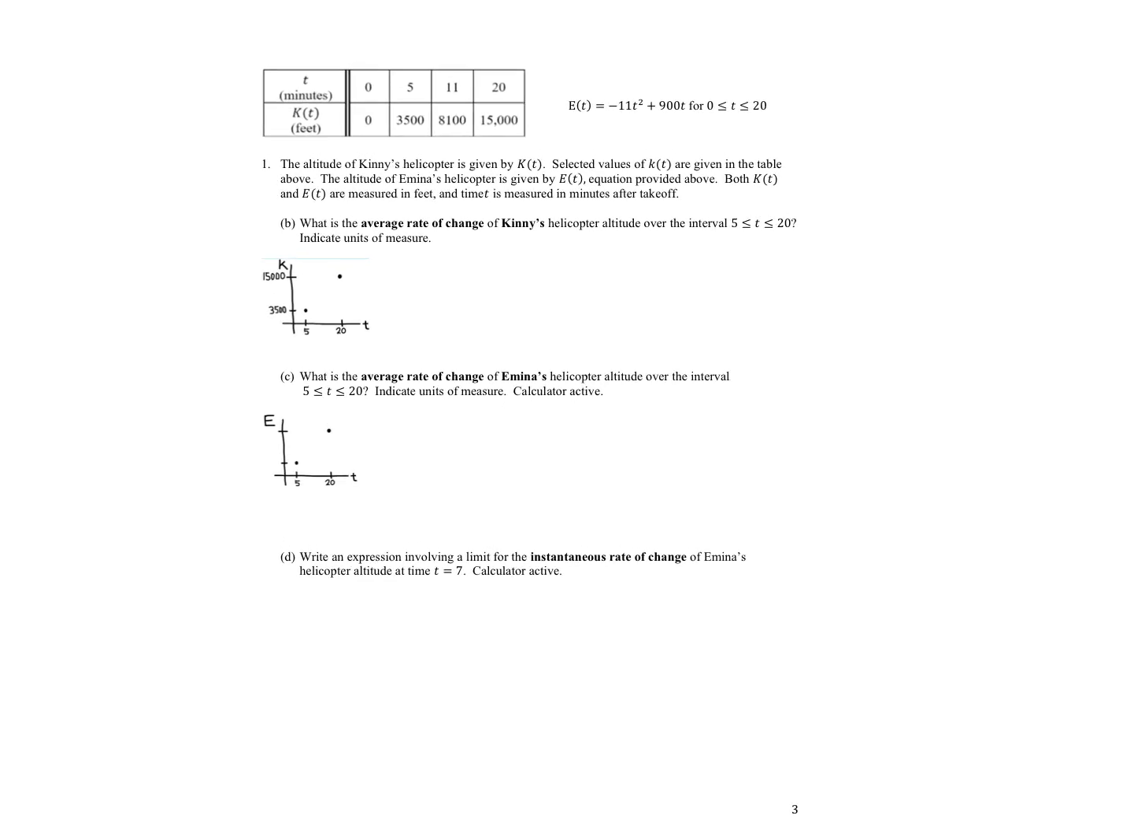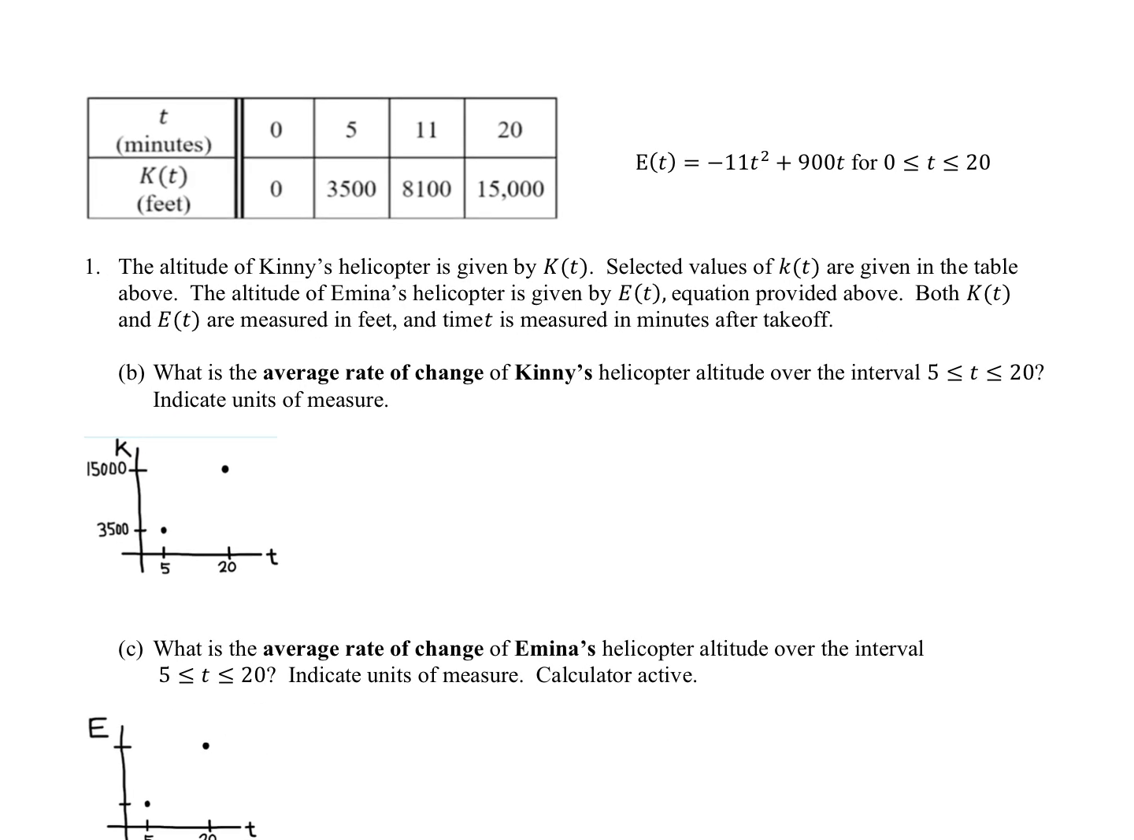We're skipping page 2. We're on page 3. We're talking about Kenny. Kenny's got a helicopter, guys. I don't know if he really does, but I just felt like using his name. Selected values of K of t are given in the table. The altitude of Amina's helicopter is given over here. So this one's talking about Kenny. This one's talking about Amina.